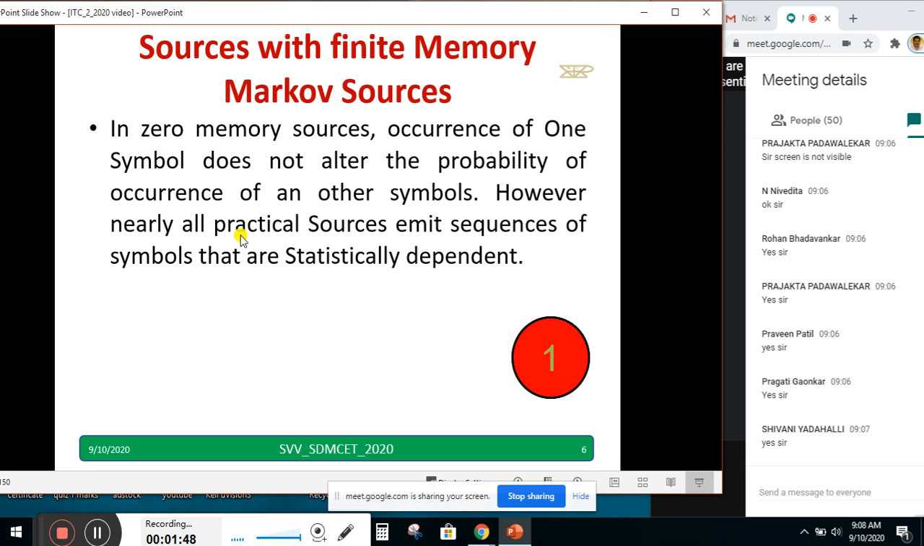A zero memory source: we have taken an example, tossing the coin. Whether I am going to get head or tail doesn't depend upon what I got previously. Another example we took was throwing the dice. There also, what I am going to get presently doesn't depend upon the previous occurrence. Now we'll see what with memory means.